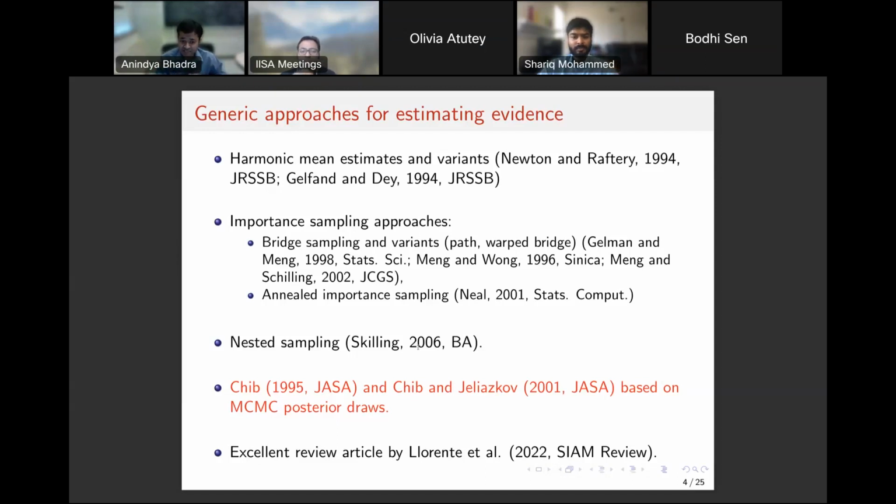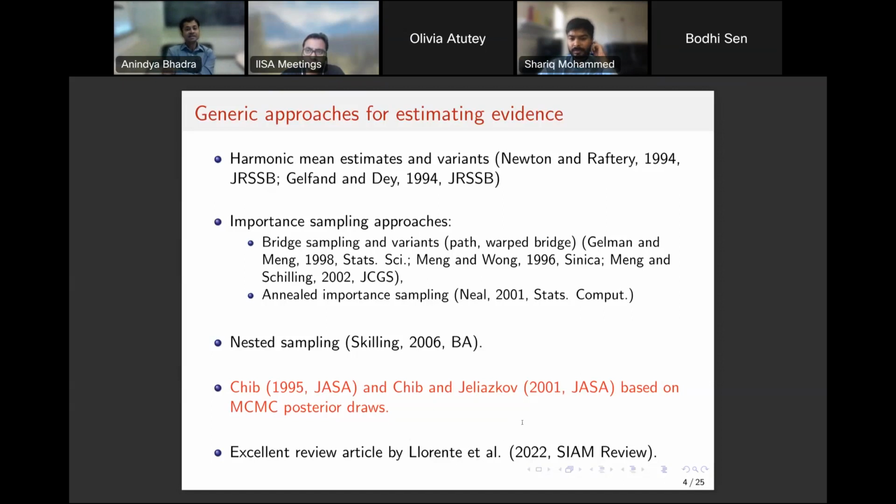There exists a method by Chib and Jeliazkov that is actually based on MCMC posterior draws. Chib's method is great because we don't need a covering density. For Chib's method, I'm going to give a bit more detail. So long as you have a valid Markov chain Monte Carlo sampler, Chib's method will apply, provided some analytic calculations can be done, and we'll make that clearer in a little bit. If you're interested in evidence estimation in general, I encourage you to take a look at the excellent review article that just came out in SIAM Review by Llorente et al.